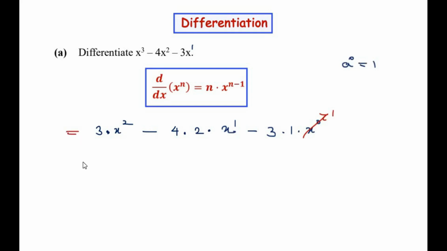Now let us just simplify this expression we have got here. So here we are going to write the first term as it is, that is 3 times x square is 3x square minus, now 4 times 2 becomes 8. Now x to the power of 1, let us write it as x, and minus 3 times 1 gives us minus 3. So this is the differentiation of the given expression using this formula. Now let us move on to the B question.